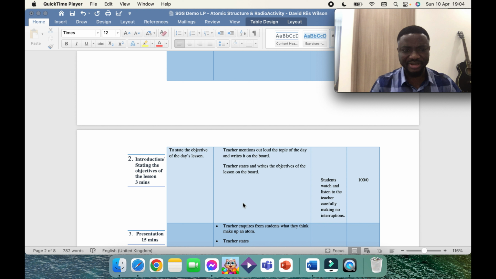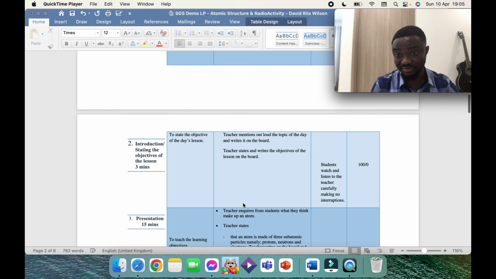So the second part of the lesson is me, the teacher, introducing the lesson objectives. It is important that the teacher mentions aloud the topic of the day and writes it on the board, and then also states and writes the objectives of the lesson on the board. And at this stage, the students will just watch and listen to the teacher carefully. The participation will be the teacher doing 100% of the talk.